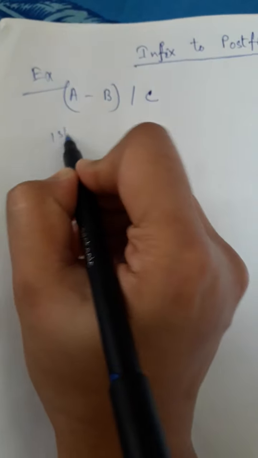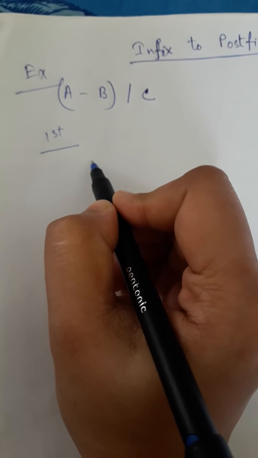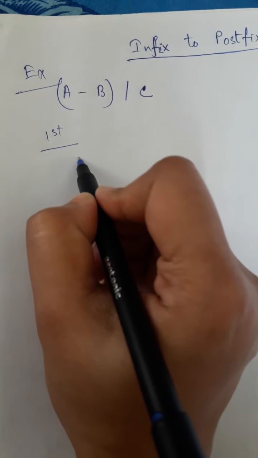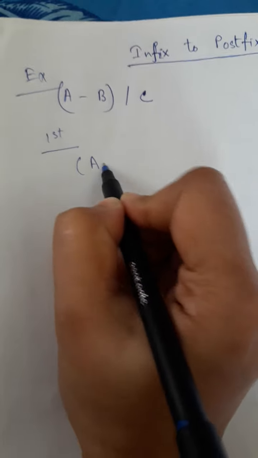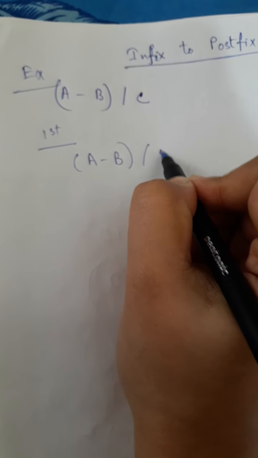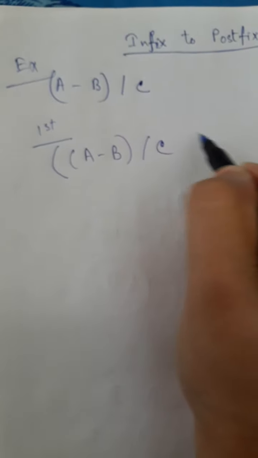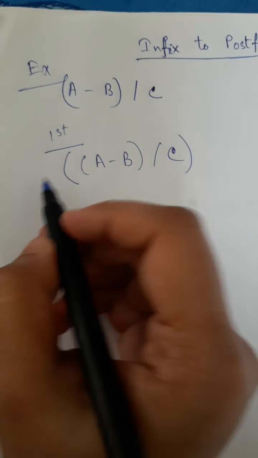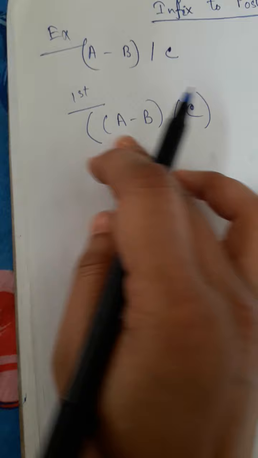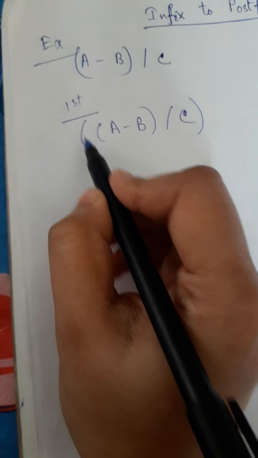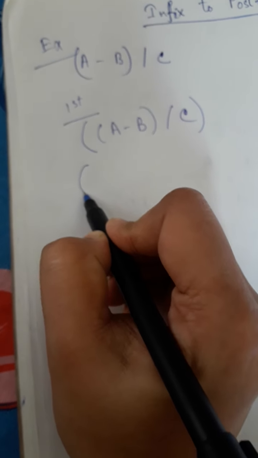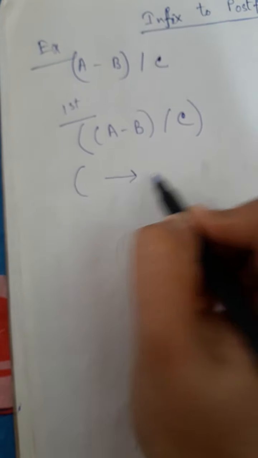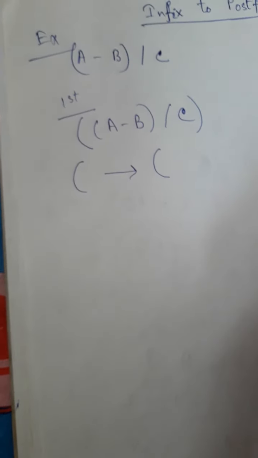First step, as I have discussed in the last class, we have to put a starting bracket and a closing bracket on this given expression. Now I'm going to start the conversion. First, the bracket will be pushed into the stack. So the stack element will be the bracket.